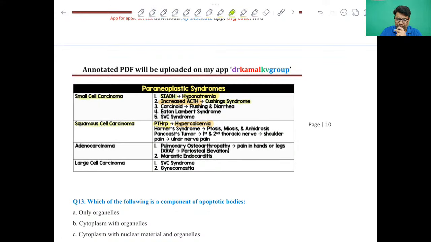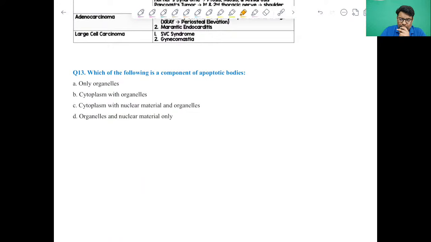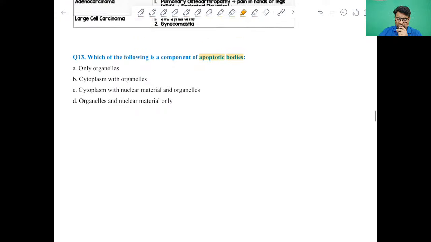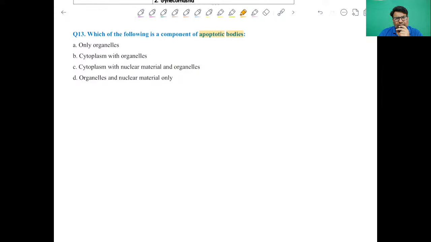Okay, good afternoon, good afternoon. Now, which of the following is a component of apoptotic bodies? Before that, we need to understand what actually apoptotic bodies are. Whenever there is apoptosis, the nucleus will shrink, it will degrade, the organelles will also degrade, there will be formation of membranous blebs, and finally the cell will break down into smaller fragments.